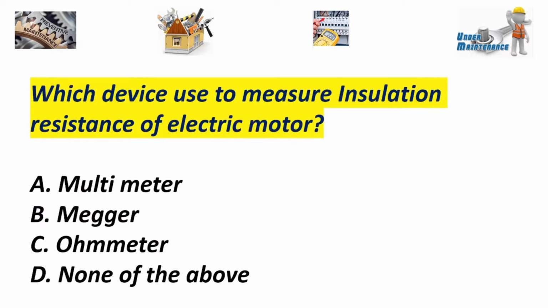This device is used to measure insulation resistance of an electric motor. A. Multimeter. B. Meter. C. Ohmmeter. D. None of the above. Answer B. Meter.